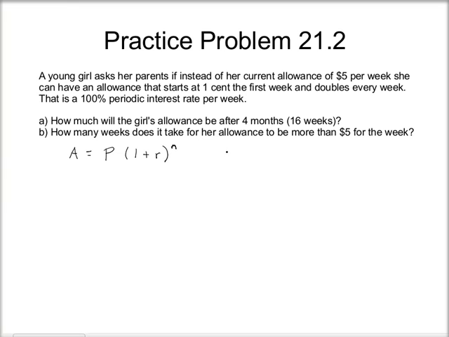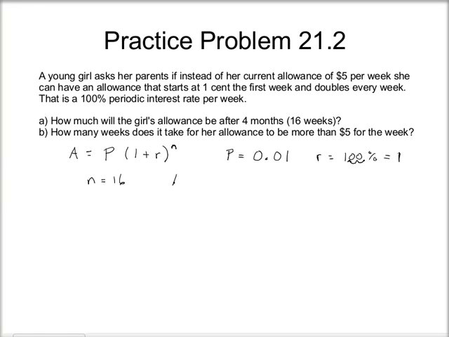So here she starts out with an allowance that is 1 cent the first week, so the principal is going to be 0.01, 1 cent. The interest rate is 100%, so if I convert that to decimal form, I take the decimal and move it over 2 places to the left, which is equal to 1. And I said after 4 months or 16 weeks, so n is going to be equal to 16.